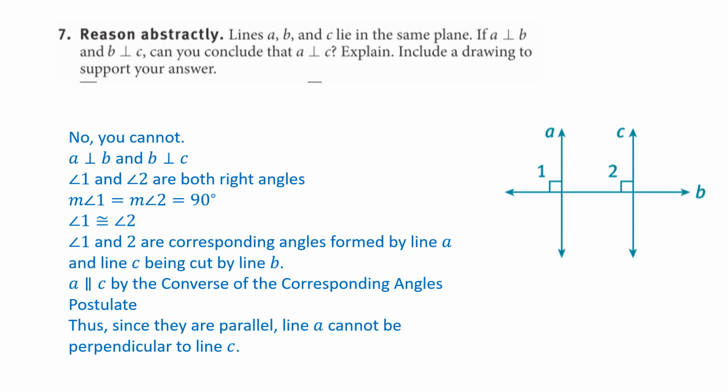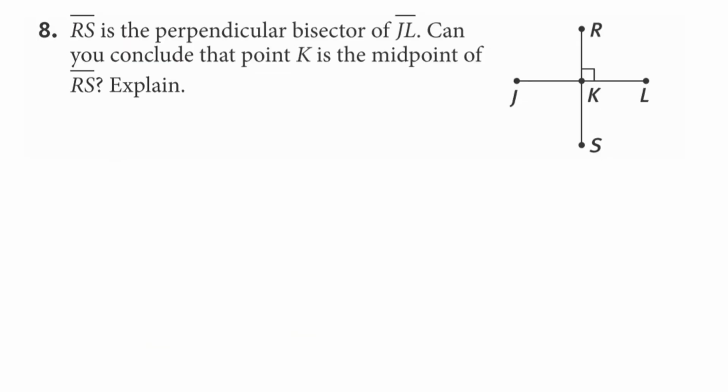Okay? And then number 8. Segment RS is the perpendicular bisector of segment JL. Can you conclude that point K is the midpoint of RS? So, if you look at our drawing here, RS is the perpendicular bisector of JL. So we're going to say no to this.